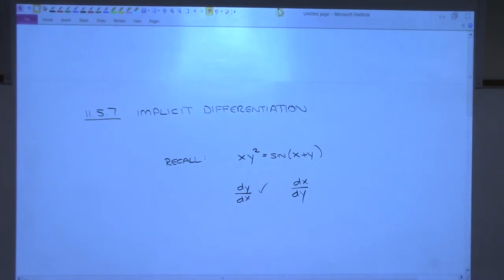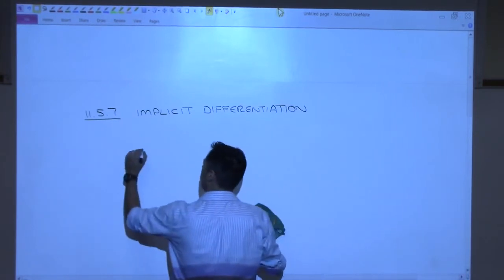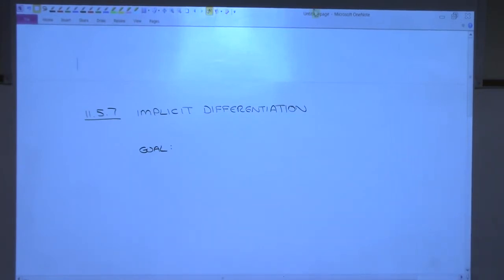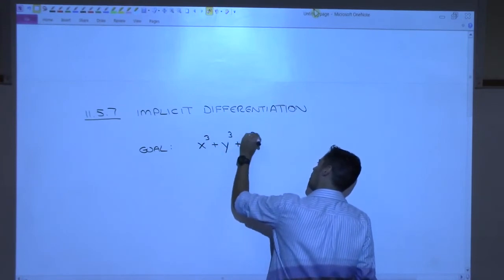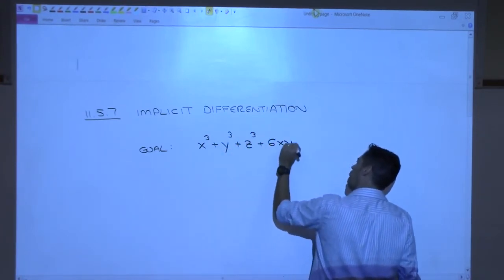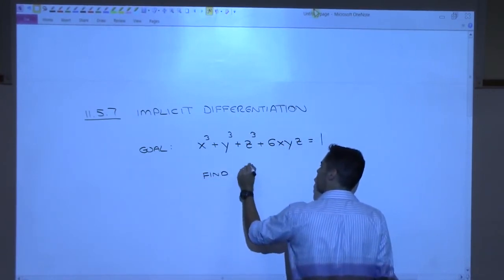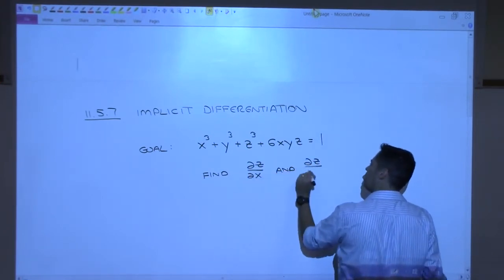Now what we're going to do is, let me show you the end first, and then we'll see how we're going to get to it. Our goal here is to take something like x cubed plus y cubed plus z cubed plus 6xyz equals 1, and to find in this the partial of z with respect to x and the partial of z with respect to y.